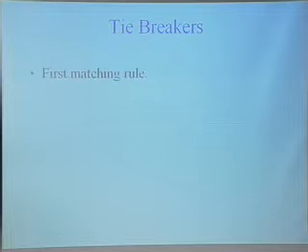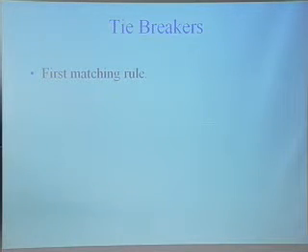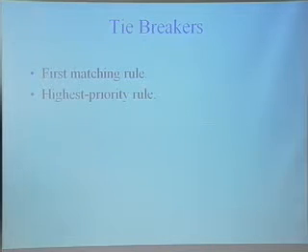And certainly you could think of many tiebreakers. For example, the first matching rule. So your table is a sequence of filters. The topmost filter in the table that matches, that's the first filter, is the one that applies. You can have a highest priority rule, so to each rule you assign priorities. Of the ones that match, you select the one with the highest priority.